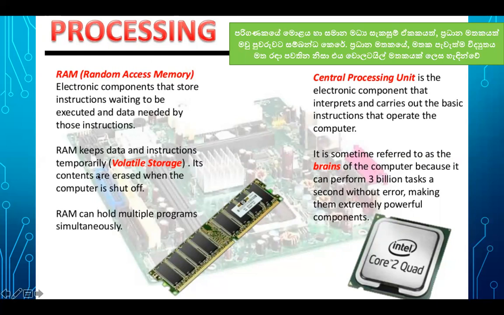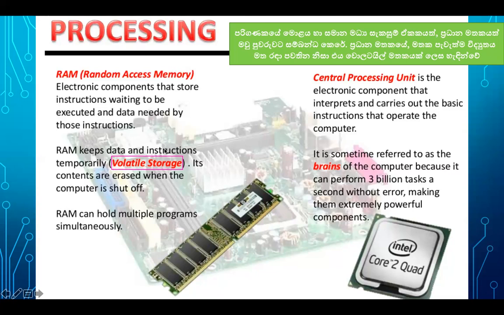What is volatile? No, that is tangible. Volatile means it depends on the voltage. Depends on the voltage. That means temporary.